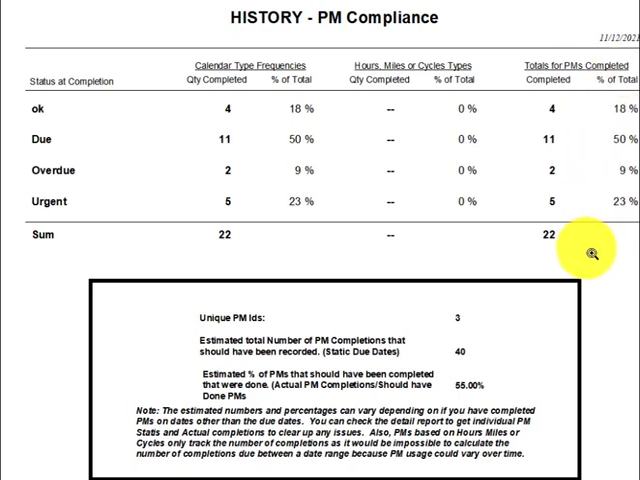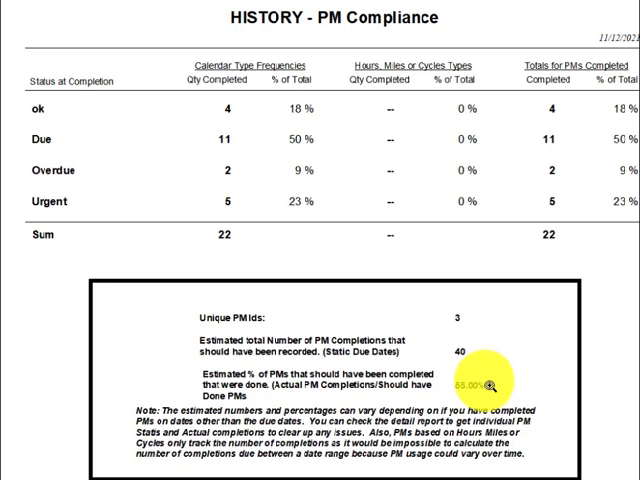as well as calendar here, and the percentage of each done. The bottom part of the report shows how many unique PM IDs were involved with this report. And this shows the estimated number of PMs that should have been completed. And then that gives us an estimated percentage. So in this case, we did 22 PMs, but the program calculated that we should have done 40 during this time period. So we're only working at 55% efficiency here for PM completions.